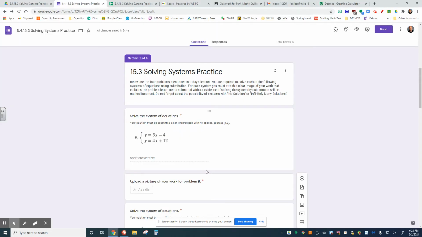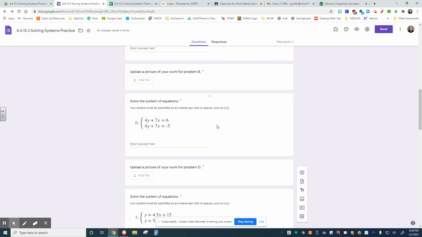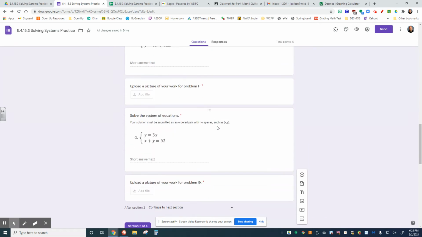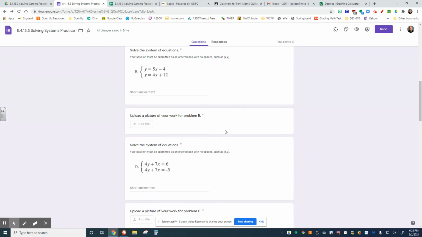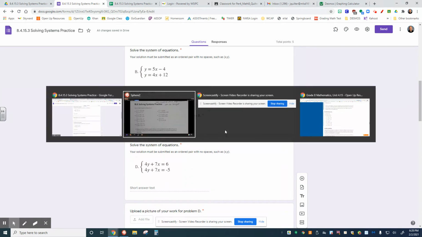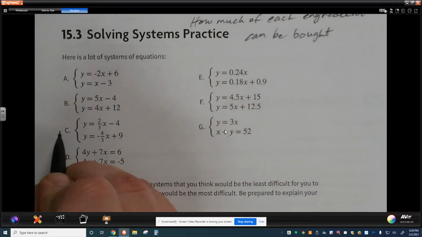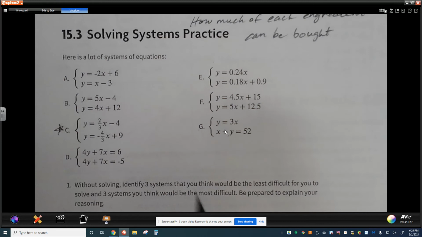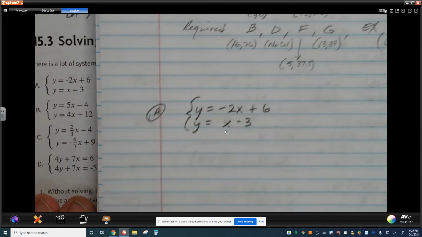But what your task is going to be is you'll have another Google form to do where you have item B, item D, item F, and item G that you have to solve. And then there's one bonus one. Item C is going to be your bonus, so an extra credit one. I am going to take a couple minutes and just solve item A. Stick around for me for just a minute and let's look at this one.